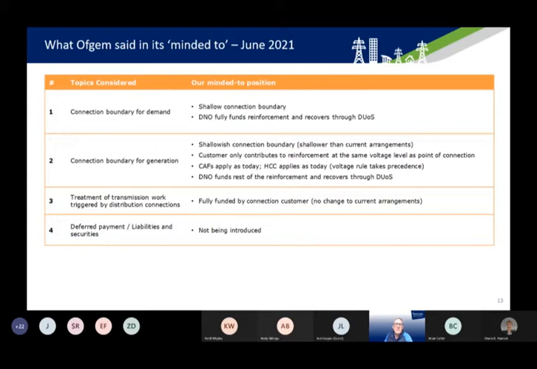I just saw that question come in. No, these slides are now all talking about distribution. So the proposed changes are only changes at distribution.